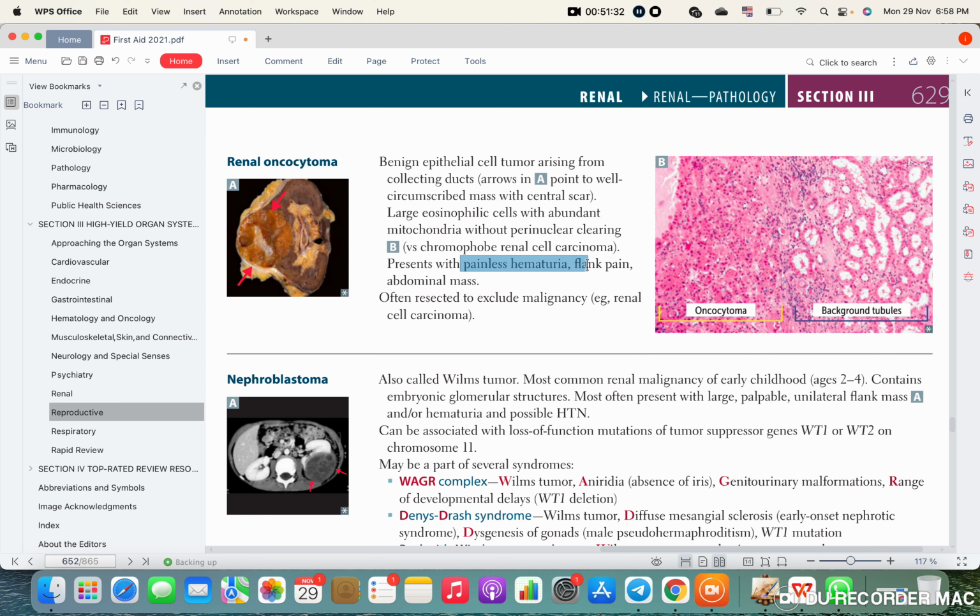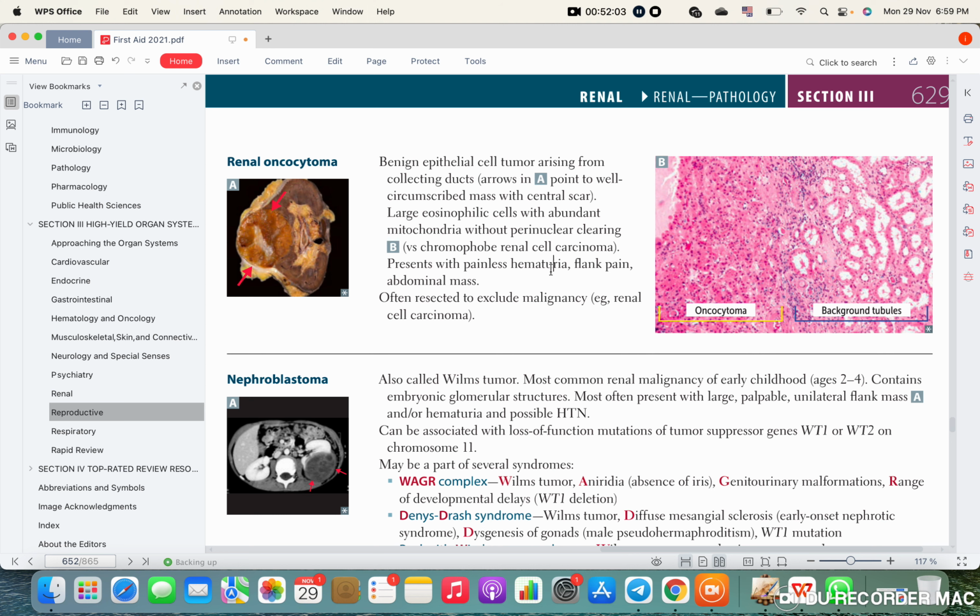It presents with painless hematuria and flank pain. You are like, wait a second, how did you get both of these? How flank pain and painless hematuria? What they are telling you is that these patients, when they are urinating, do not feel pain. When they are actively urinating, zero pain. So what if you palpate their flank? Yes, that will be painful.